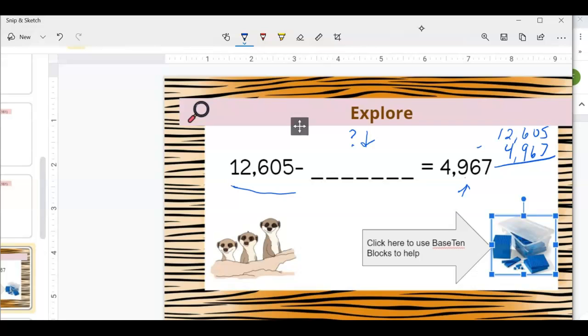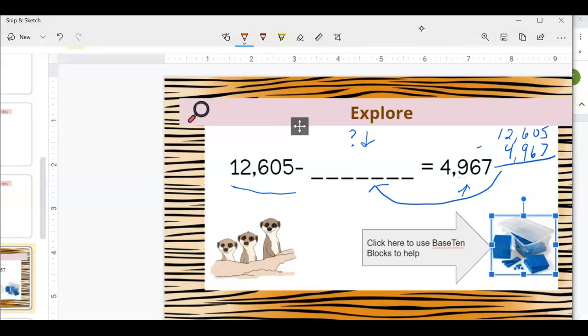Now, another way to solve the problem is to do a simple subtraction. Okay, if you said 12,605 minus this number, then that would actually give you the number that goes right here, okay? Because the relationship between subtraction and addition will allow you to be able to do that. So we're going to go and subtract it.